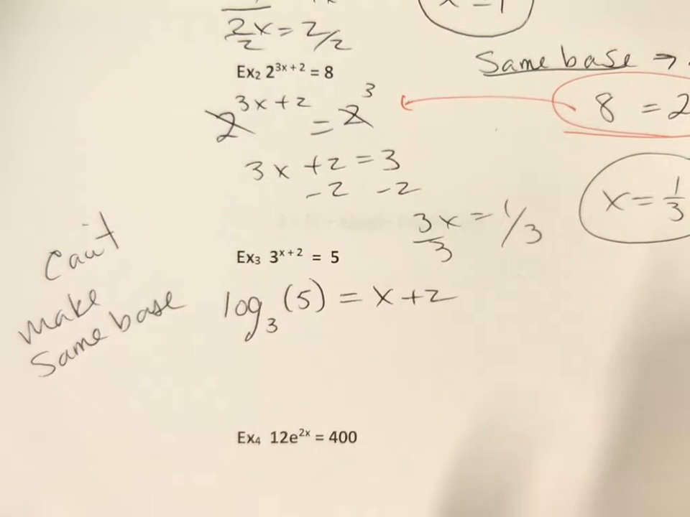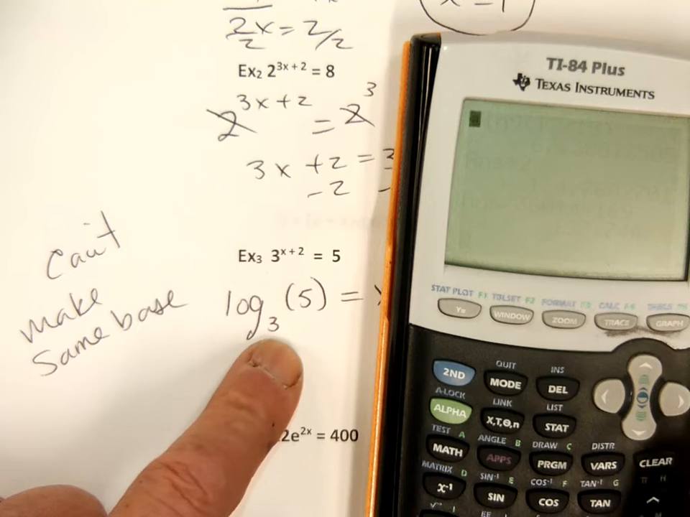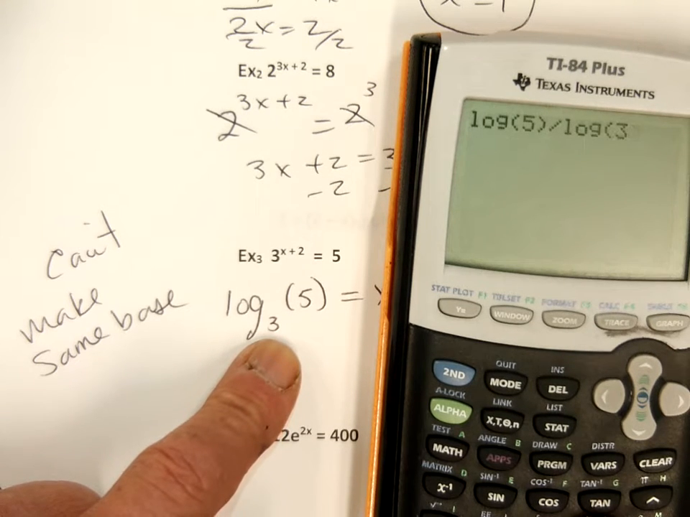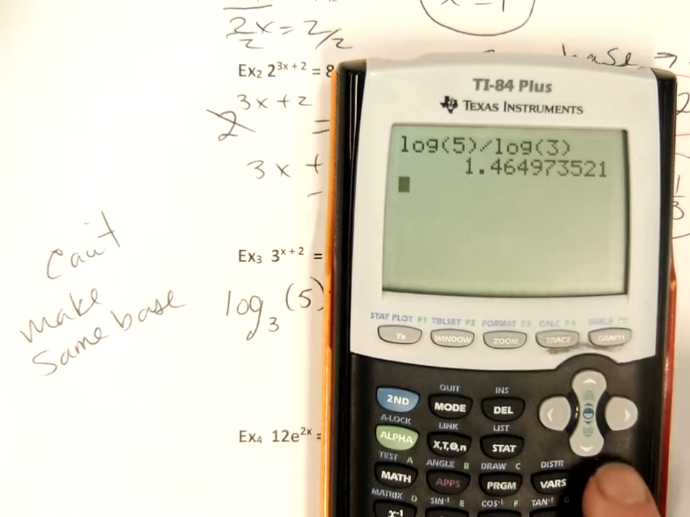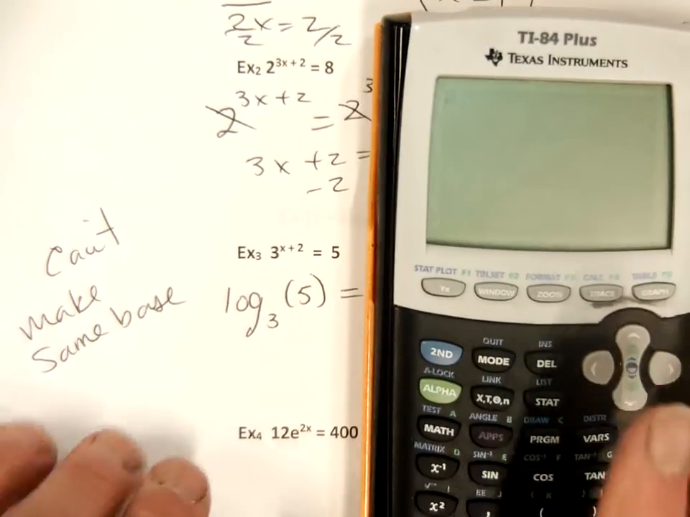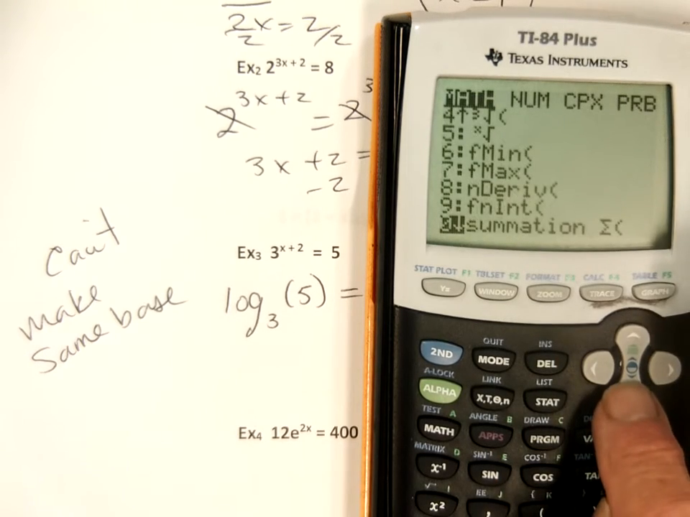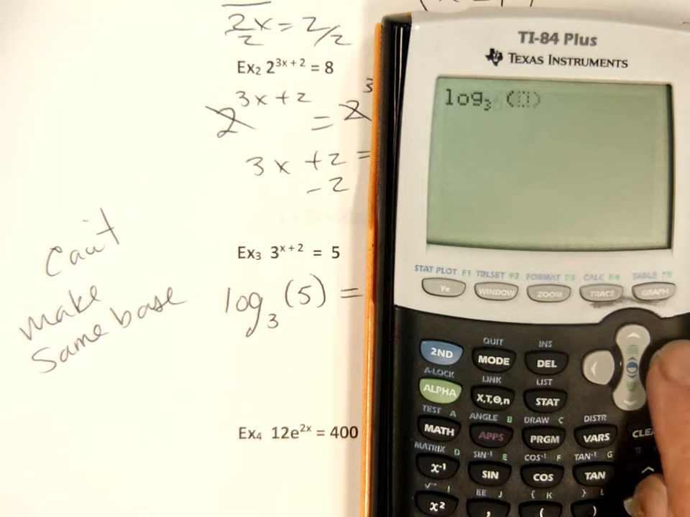Now, if you don't have a fancy calculator, you can just go log of 5 divided by log of 3, okay? And you'll get it. Log of 5 divided by log of 3 works fine. If you have a fancy calculator, what am I going to push? What button am I looking for? Yeah, go to my math. It's right there. Base 3 of 5 equals.